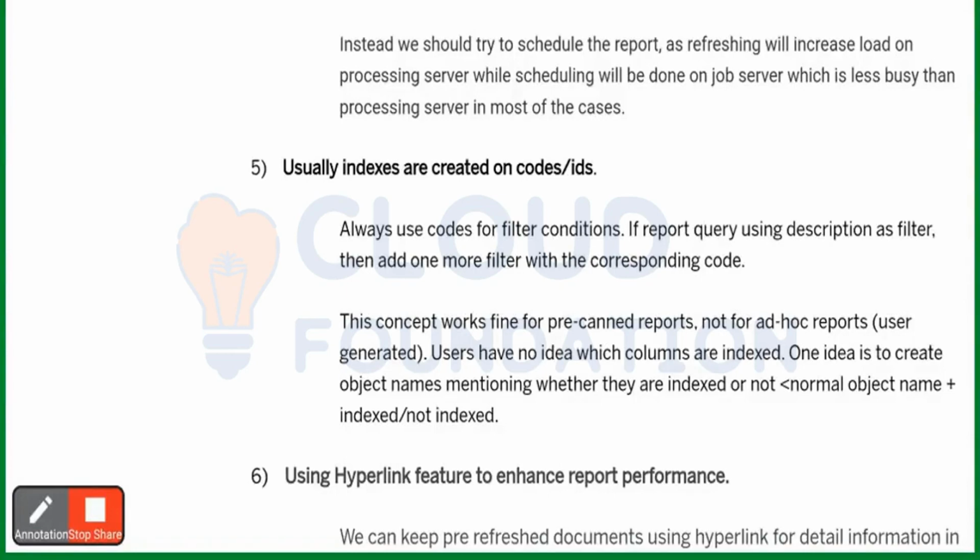Instead, if you use company code, it will use an index on company code and it is much faster, because dealing with numbers is faster than dealing with text for any computation engine. Try to use codes or IDs in filter conditions.